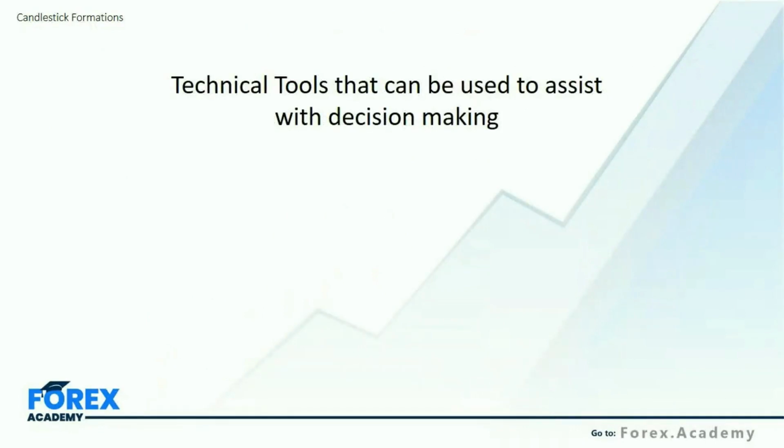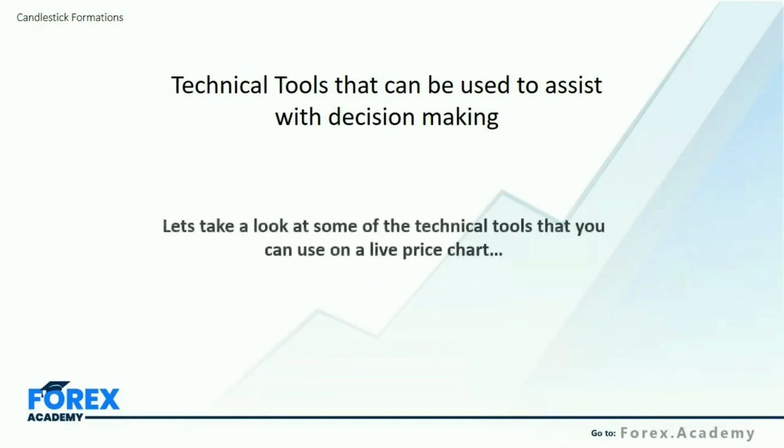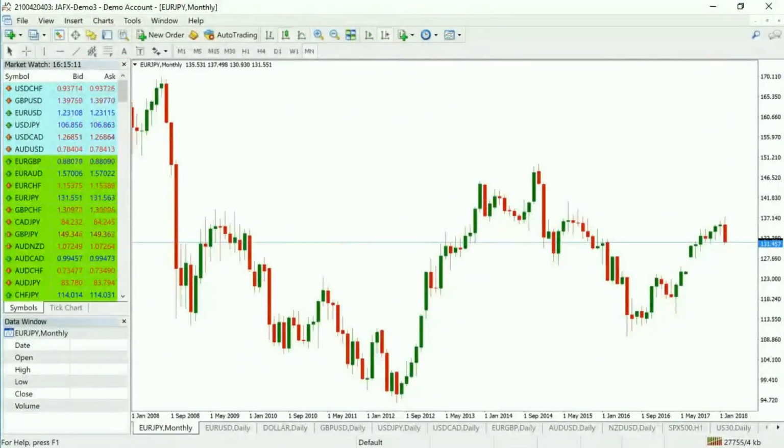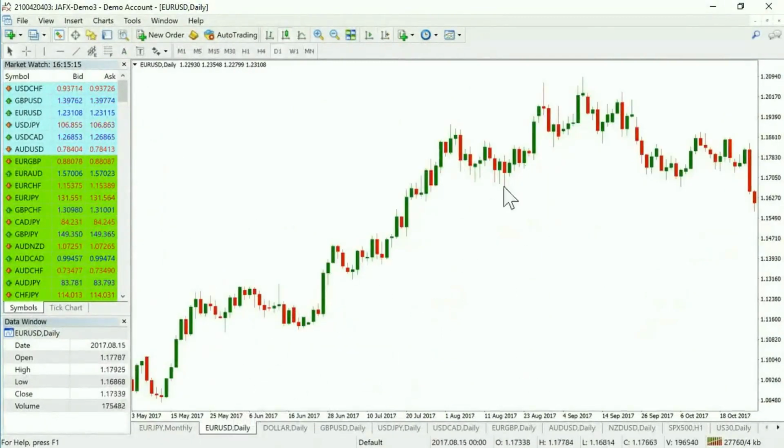Okay, so let's have a look at some technical tools now that can be used to assist with decision making. So let's take a look at some of the technical tools that you can use on a live price chart. So I'll bring up our live price chart again, and we'll move this along a chart. So we can see this price chart up on screen.